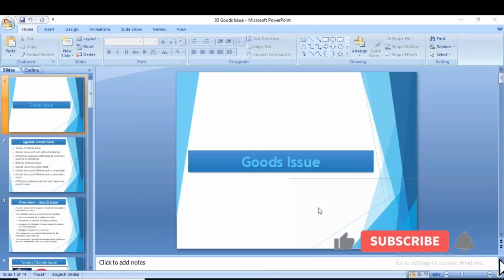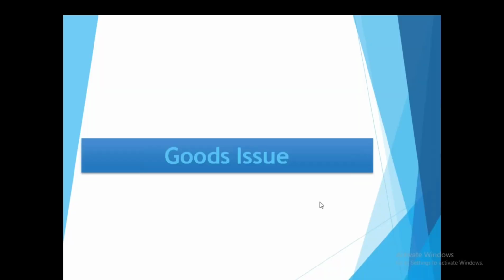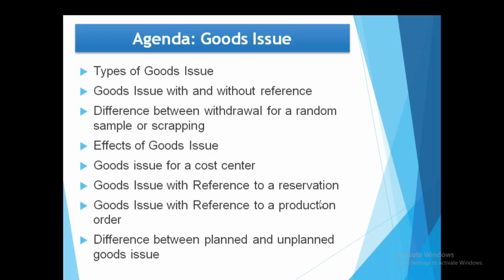So today we will be starting our next topic, that is goods issue. The topics that we are going to cover in goods issue are the types of goods issue with and without reference, the difference between withdrawal for random sampling and scrapping, effects of goods issue for a cost center, goods issue with reference to a reservation, goods issue with reference to a production order, and the difference between planned and unplanned goods issue.